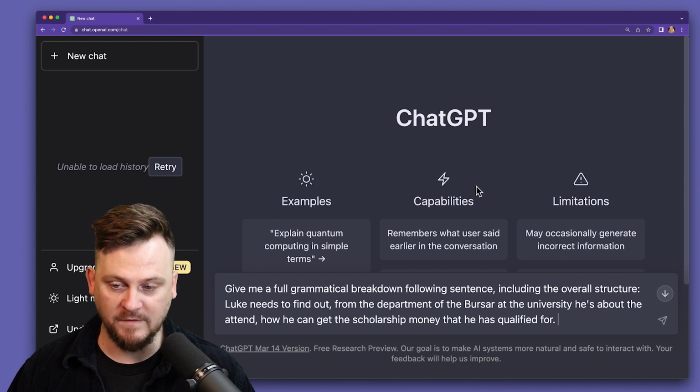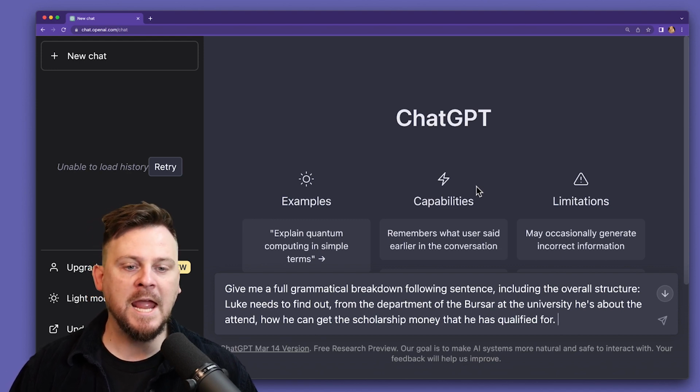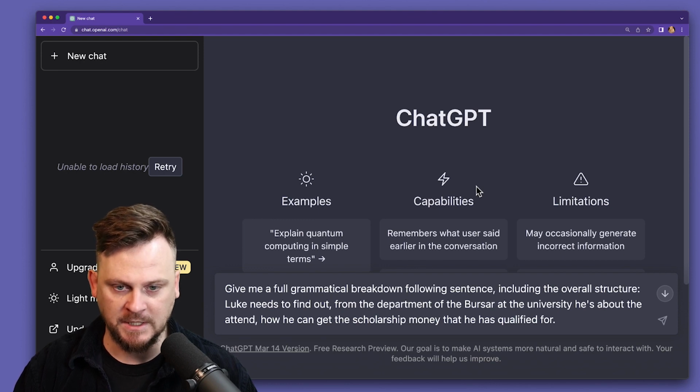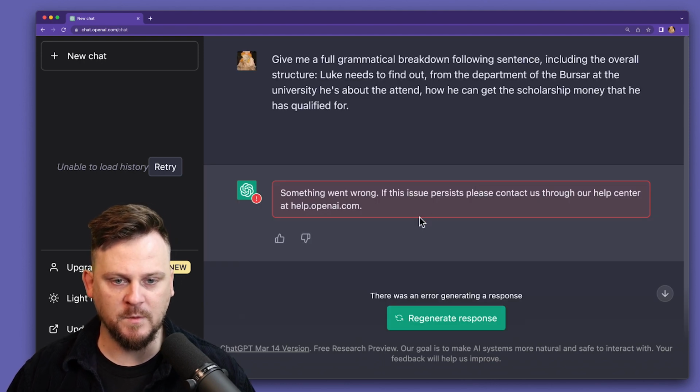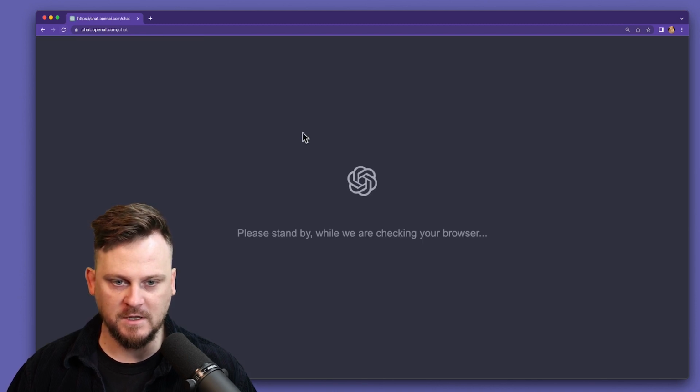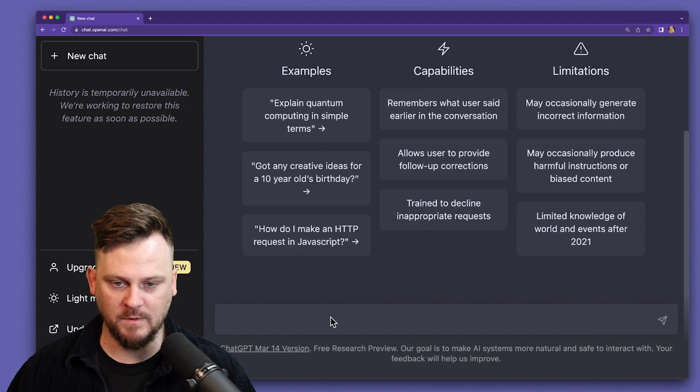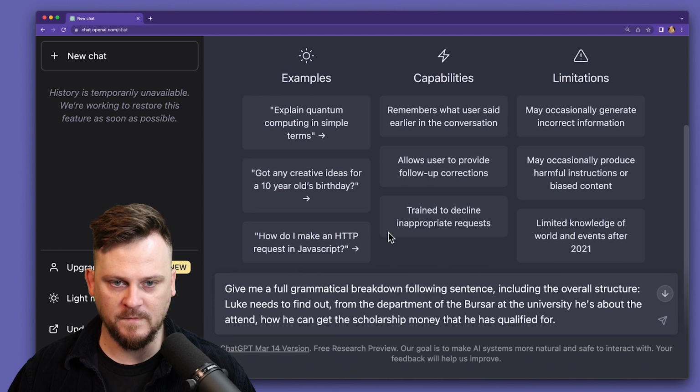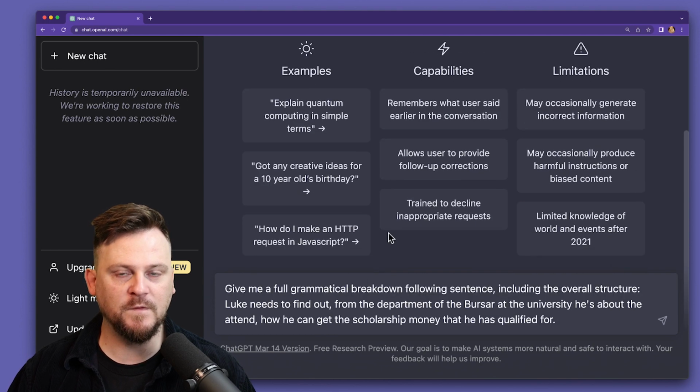All right, so we have the example, and we have the prompt. So let's see what we get here. Something went wrong. All right, great. I'm going to copy this to make sure I have it. And let's hit refresh here. Let's hit refresh. Here we go. Let's give it another go. It's not letting me choose GPT-4.